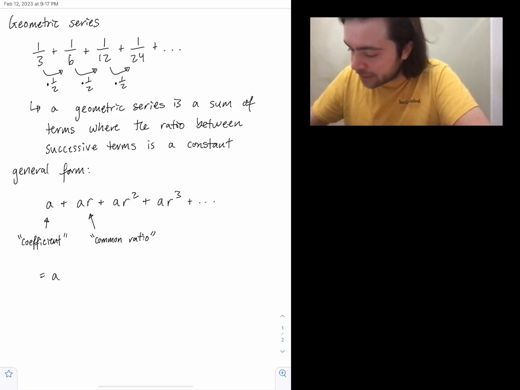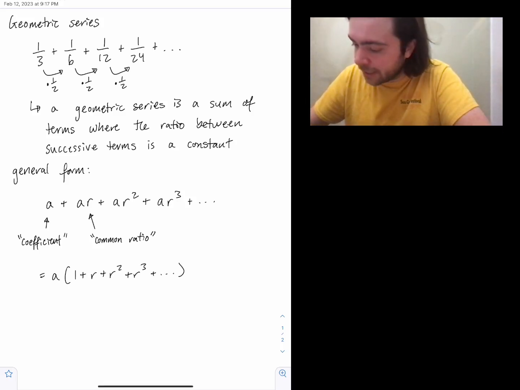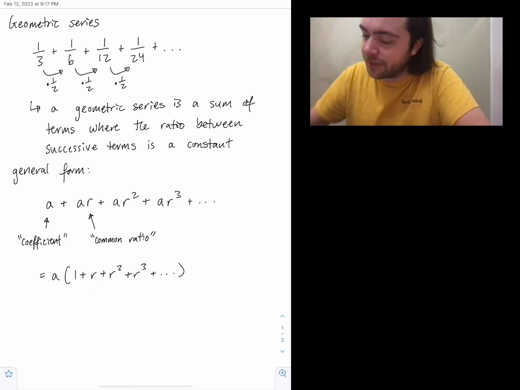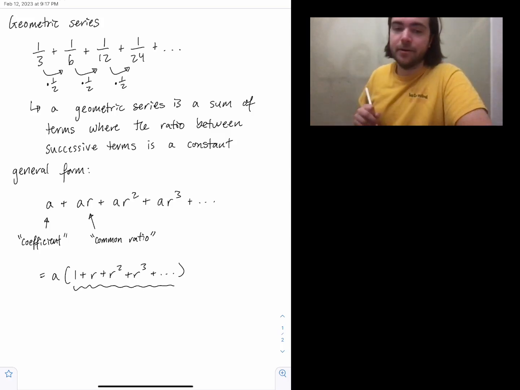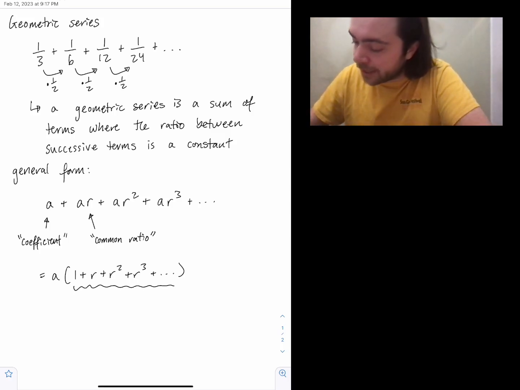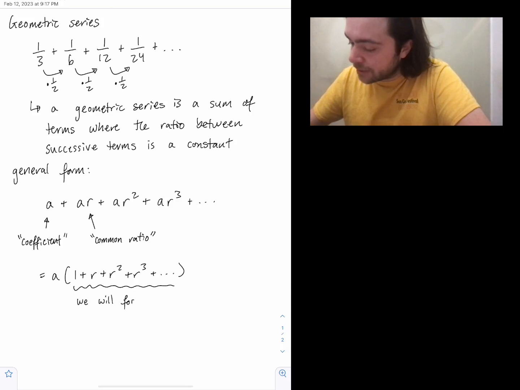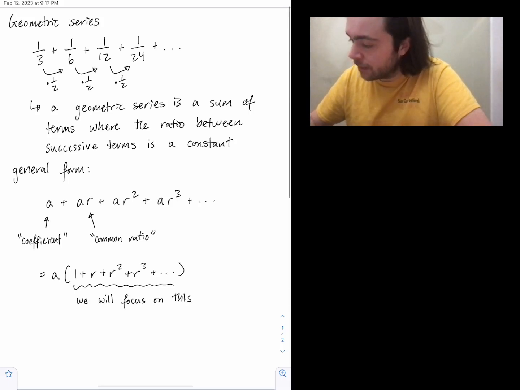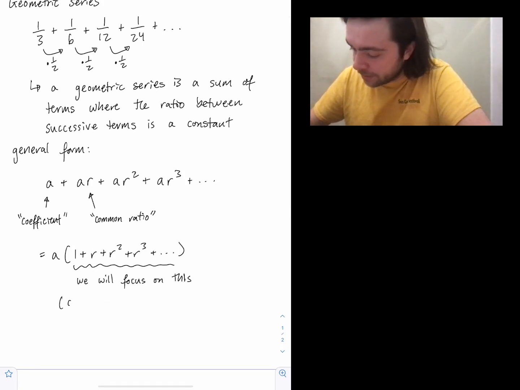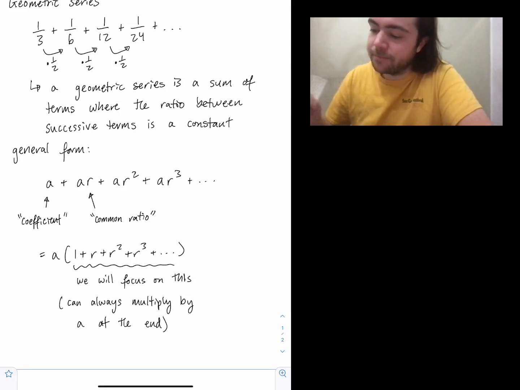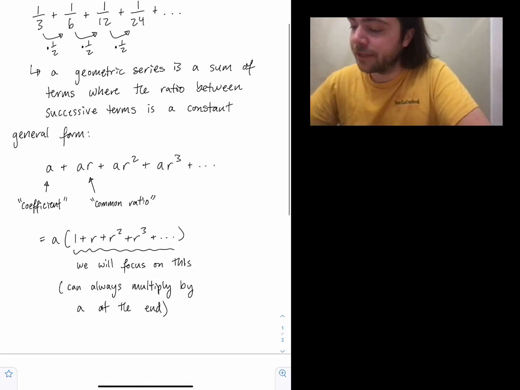And we can easily factor this a out, right, and get something that looks like this without the a. And this part right here is what we're going to focus on in this video. And anything that we say about this part, of course, at the end of the day, you could just multiply by a. So we're just going to focus on this. This is kind of the meat of what's going on here. Okay, and I'll just make the note of what I just said. We can always just multiply by that constant a at the end, okay, to get the actual sum, right? So we're just going to focus on the part with the common ratio.